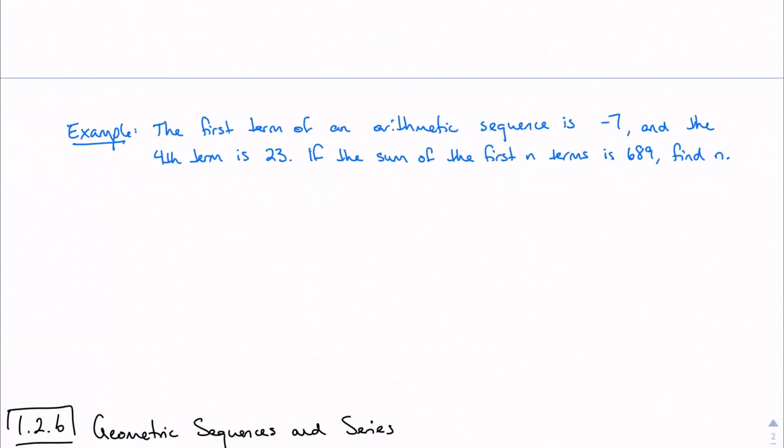For this next problem, if you want to try it on your own, you can pause the video, but I'm going to walk through it here. One of the things we can do is play around with these formulas and use them in different ways. So I have this: the first term of an arithmetic sequence is -7. So my first term is -7. I'm going to write that out, seems important. And my fourth term is 23.